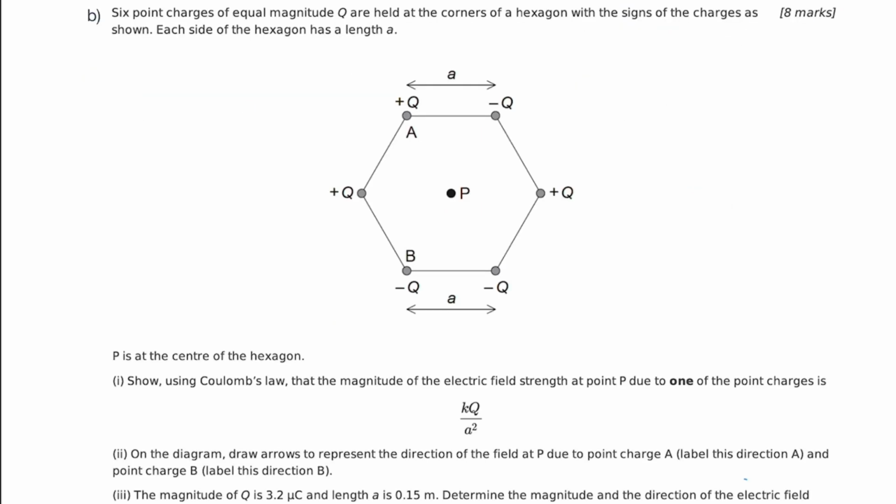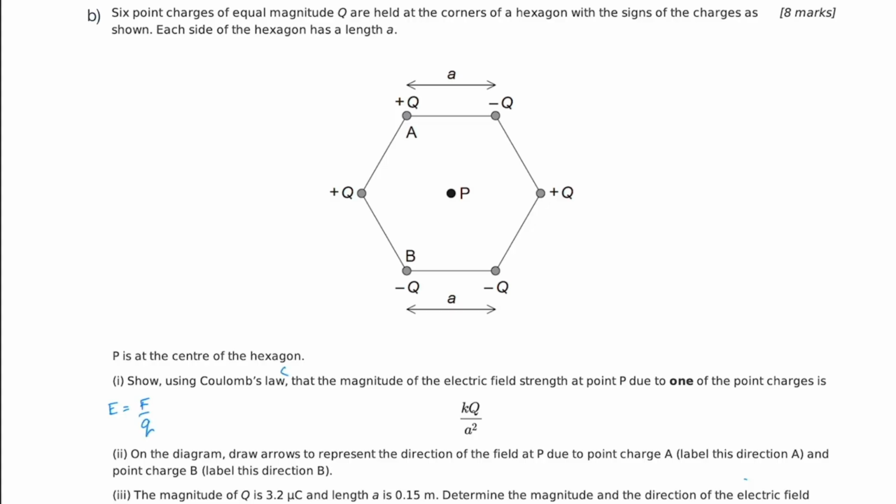B. 6-point charges of equal magnitude Q are held at the corners of a hexagon with the signs of the charges as shown. Each side of the hexagon has a length A. P is at the centre of the hexagon. Show, using Coulomb's law, that the magnitude of the electric field strength at point P due to one of the charges is kQ over A squared. In the first question, we were asked to define the electric field strength, and we said that the electric field strength is the force per unit test charge. And that's how you write it using an equation.